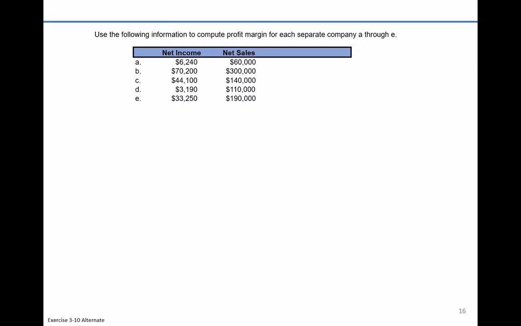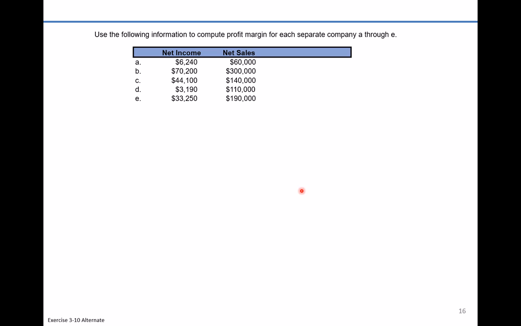This is Chapter 3, Adjusting Accounts for Financial Statements. We're taking a look at an alternate version of Exercise 3-10, Computing and Interpreting Profit Margin. The problem reads, use the following information to compute profit margin for each separate company, A through E.